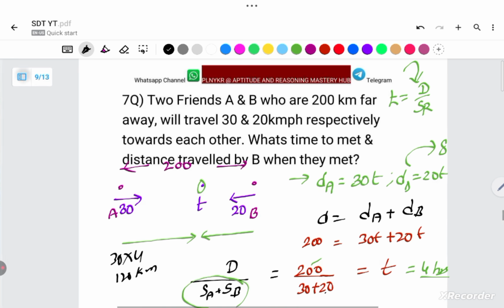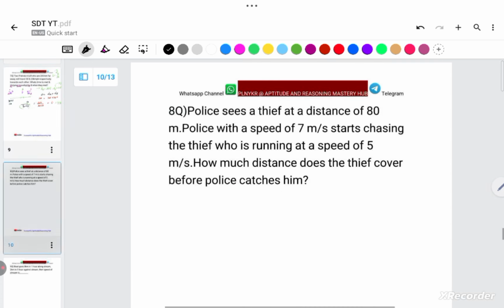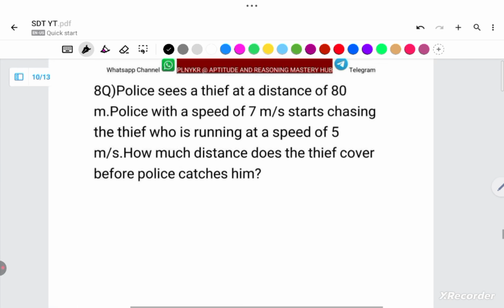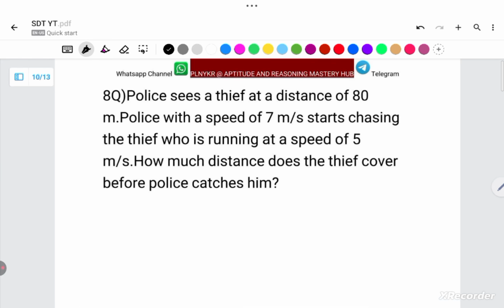In the same way, if the persons are moving in the same direction in the question, then the relative speed will be the difference between the speeds. Here I will not be explaining the concept directly; we'll be solving with the formula itself. So time will be equal to the distance by relative speed, because we are taking two persons moving in the same direction.